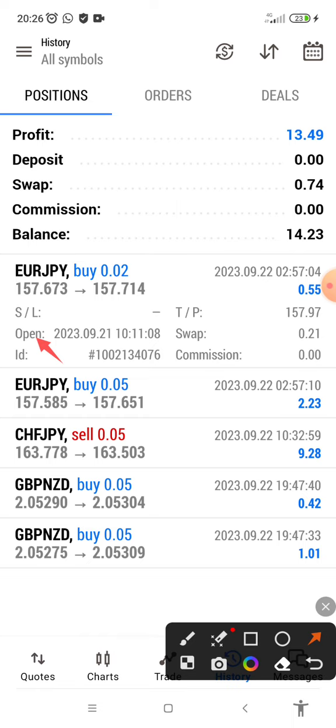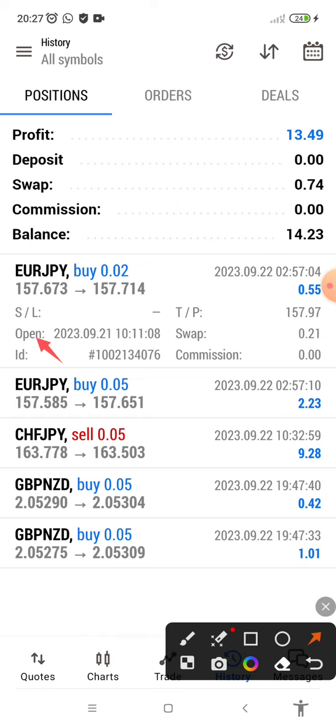That is the date and time on which the trade was opened. And this one over here at the top is the date and time that the trade was closed. Do you get the difference? Good. So this trade, the open time was what? The time was 10:11 in the morning. On which date? That was on Thursday, 21st September 2023. So the Euro JPY buy trade was opened on 21st September 2023.